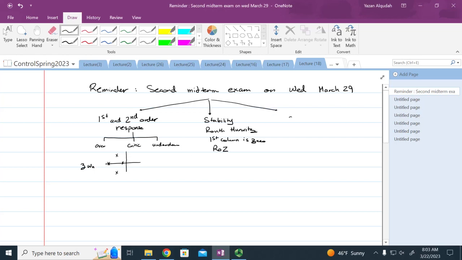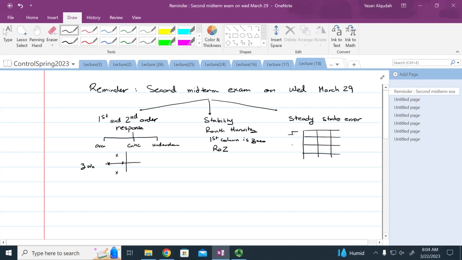And also, we're going to have a problem on the steady state error. Now for the problem on the steady state error, I'm going to expect that you guys are going to be using the formulas that we developed for different inputs, for a step, for a ramp, for a parabolic input, and different system type, 0, 1, 2, etc. Any questions?